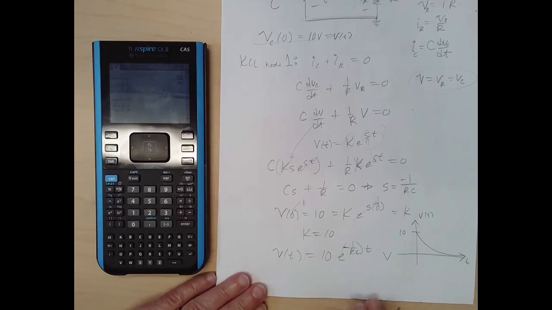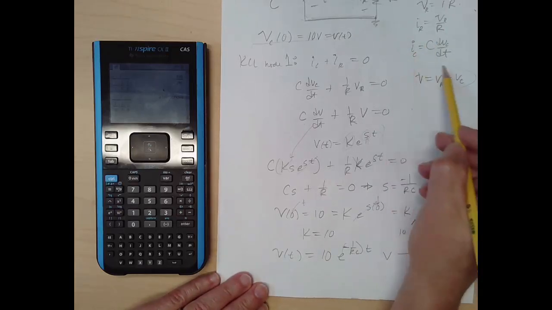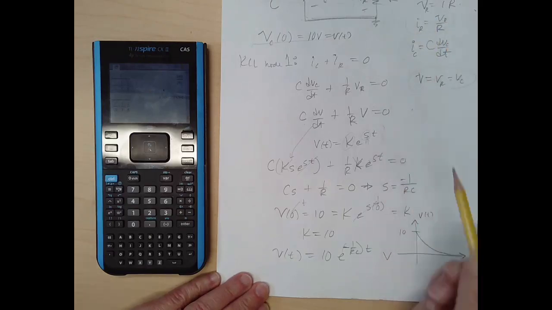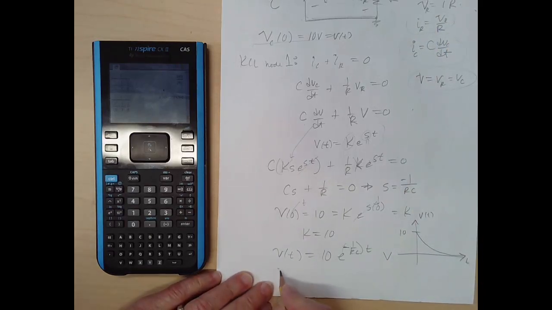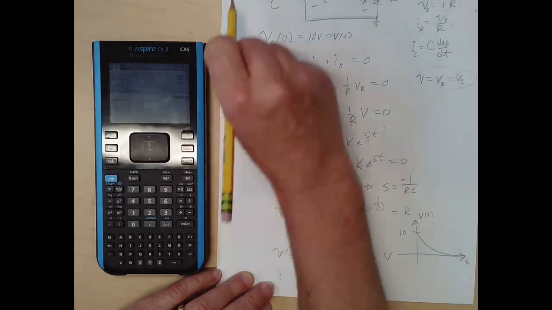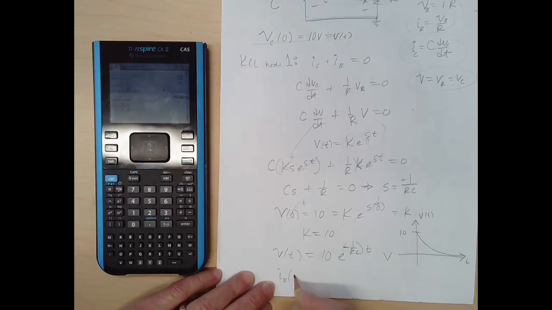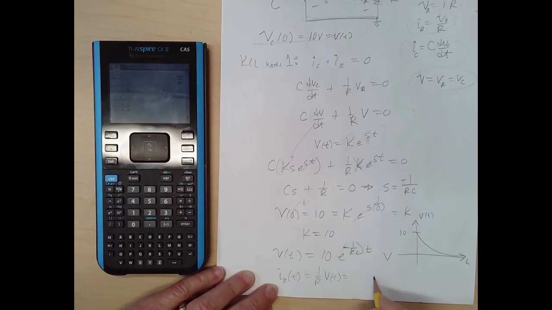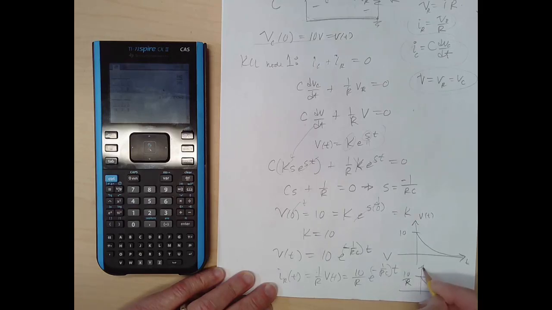How about the current? What does the current do? Well, we could either use I is C dV dt, or we could use I is V over R. Well, I like I is V over R. So I, going this way, clockwise, I sub R, function of time, is 1 over R times V of T. We didn't put in a number for R, but basically it's another decaying exponential, right? 10 over R e to the negative 1 over RC times time. So the current is also going to have a different peak value, 10 over R, whatever that is. And it's also going to be a decaying with time kind of exponential.